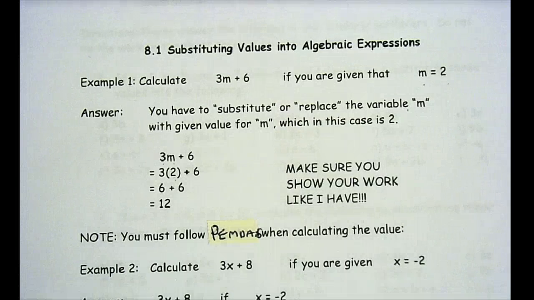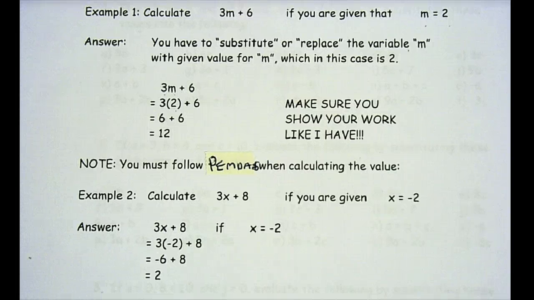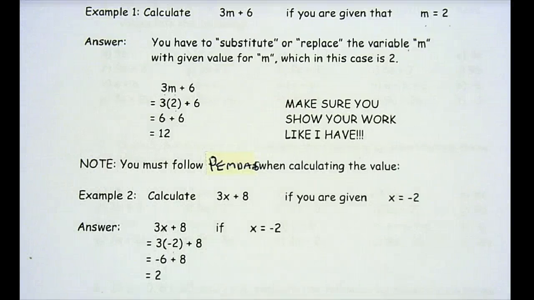Okay, let's go on to the second example, and then we'll do a couple together. So it says, note, you must follow PEMDAS when calculating the value, and then example 2, calculate 3x plus 8 if you're given x is equal to negative 2. So the first step is I have to substitute or replace x with negative 2. So what I've done here is I replaced this x with negative 2, and then it's just an order of operations problem. I have multiplication and addition. Those are the two operations. And what I have to do first is multiply, because that comes before addition and subtraction.